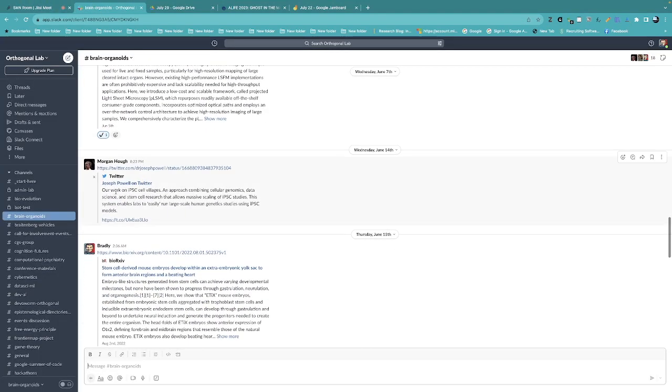The second paper is our work on iPSC cell villages, an approach combining cellular genomics, data science, and stem cell research that allows massive scaling of iPSC studies. These are induced pluripotent stem cells, iPSC. This system enables labs to easily run large-scale human genetic studies using iPSC models.